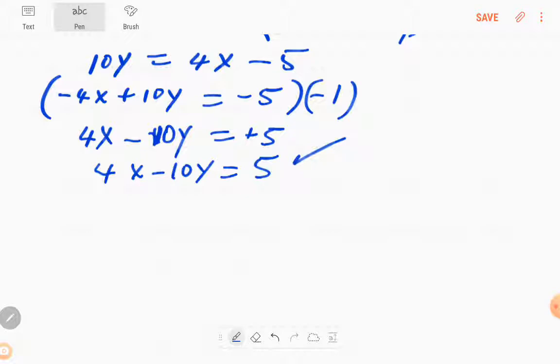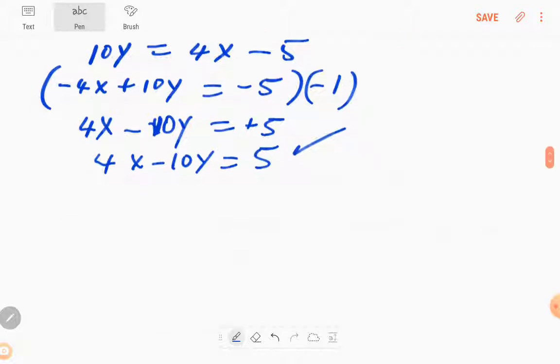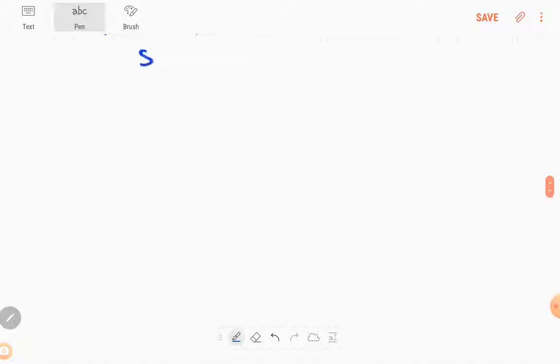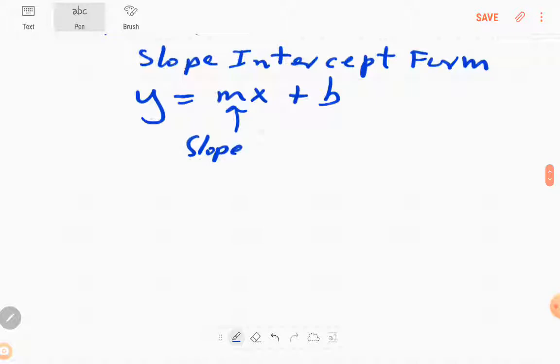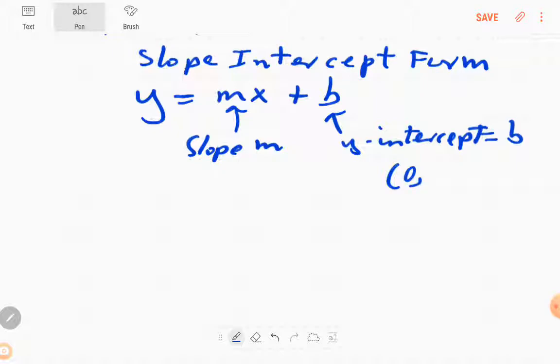Now we have the slope-intercept form of an equation. So the slope-intercept form is written as y equal to mx plus b, where m is the slope, so we have slope m, and we have our y-intercept is equal to b, and the point that the y-intercept is crossing the y-axis, that's our y-intercept, so this point is 0, b.